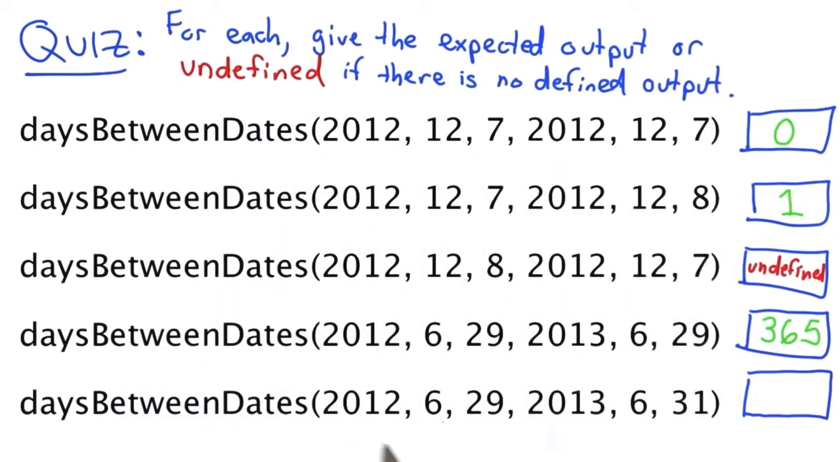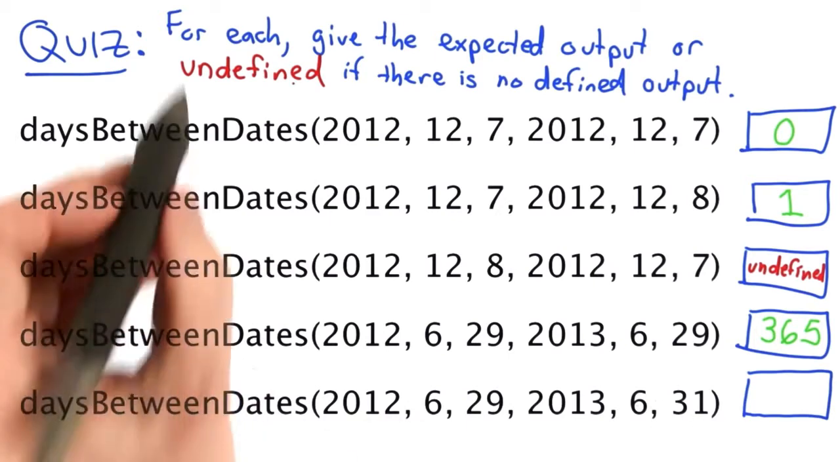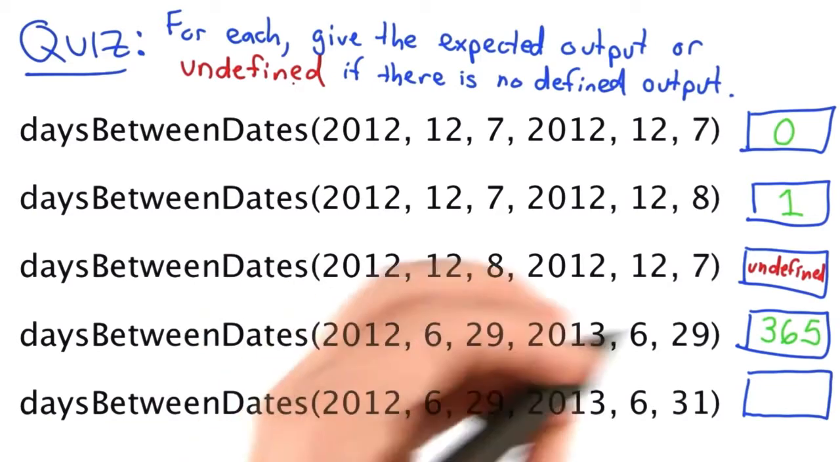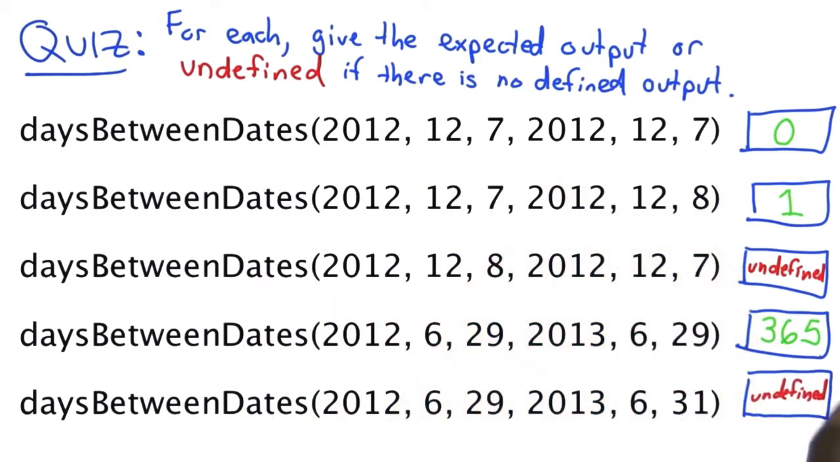For the final one, we're going from June 29, 2012 to June 31st, 2013. If you know your calendar well, you know that there's actually no June 31st. The way we specify the problem, we said that both input dates have to be valid dates in the Gregorian calendar. That means the output here is undefined. We'd like to get some kind of error output, but there's no requirement for our procedure.